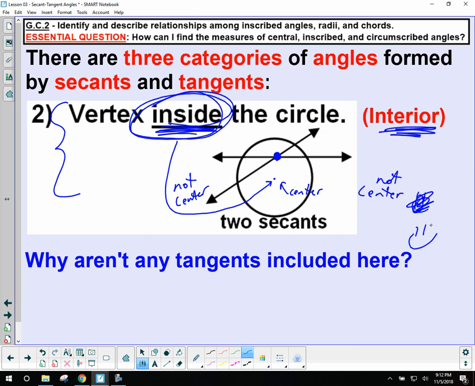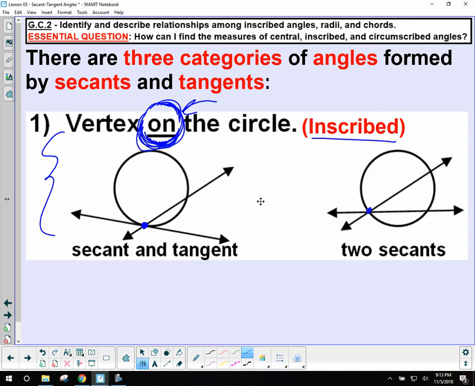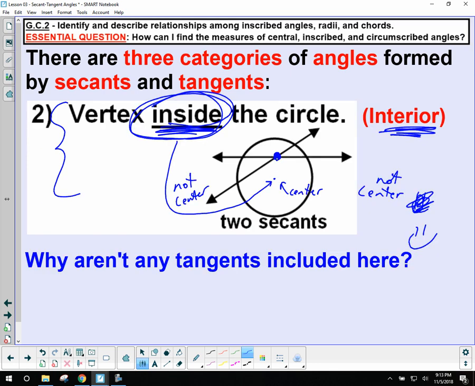Why aren't any tangents included here? Well, probably because tangents only intersect once. So if we did have a tangent, we'd wind up having this guy over here. Remember, tangents only intersect once. So if we were to move this line, maybe over here, we would force this line to turn into a tangent, and it won't be inside the circle anymore. It would be on it. So we might even argue that tangents will always be on the circle, not inside.